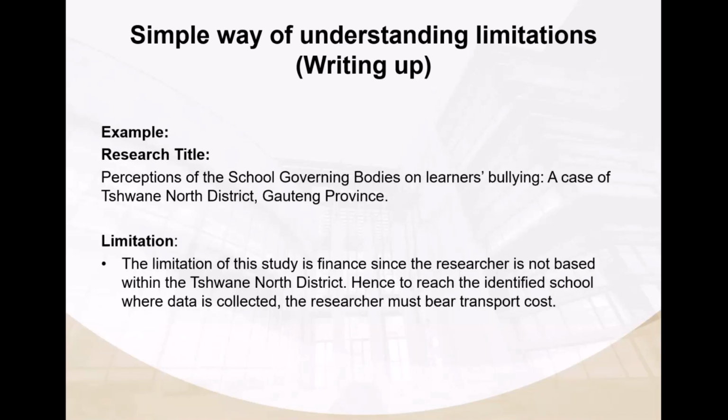All right, let's quickly look at this example. The simple way of understanding limitations, colleagues. The writing up, I think we've done a little bit of writing up by now. How do you write that part of limitations, especially in your research report? I'm using the same title there, the one I've used for delimitations. The research title is Perceptions of the School Governing Bodies on Learners Bullying, a case of Tshwane North District, Gauteng Province. All right. When I write that section of limitation, especially in my chapter 3, where I will have a section on limitation, I can put it this way.